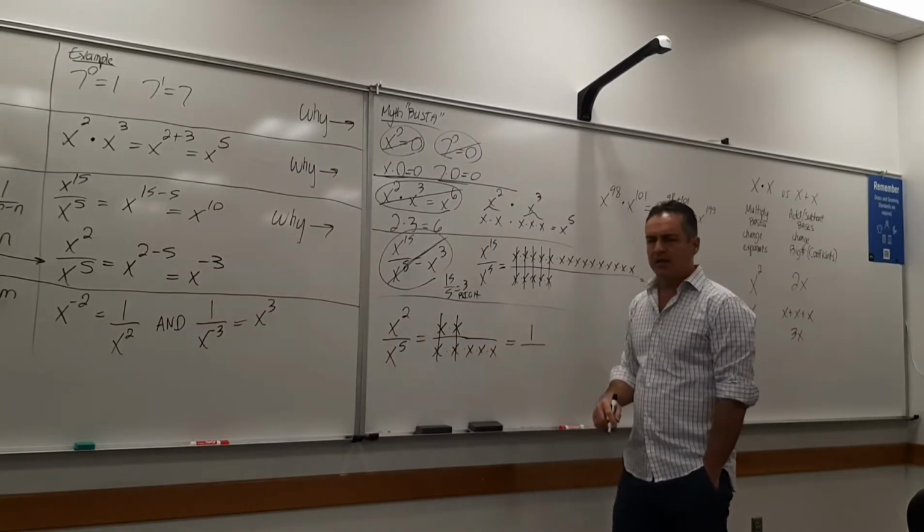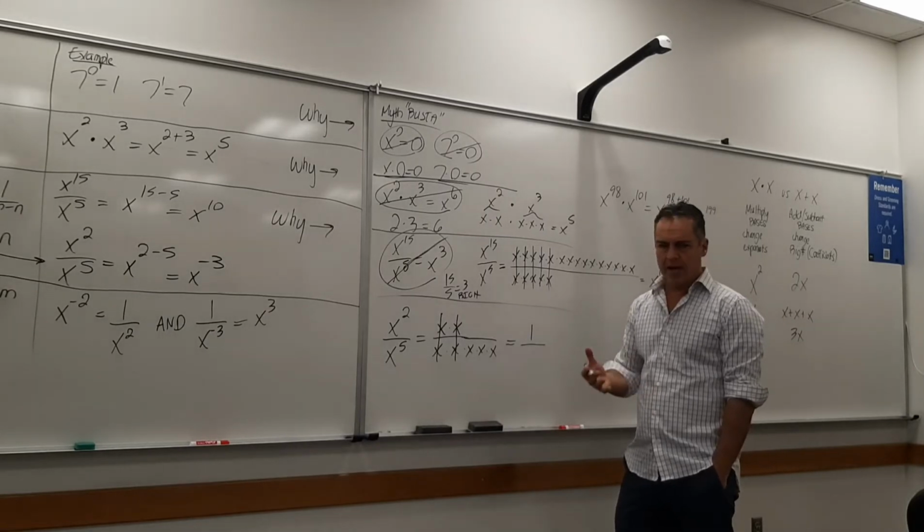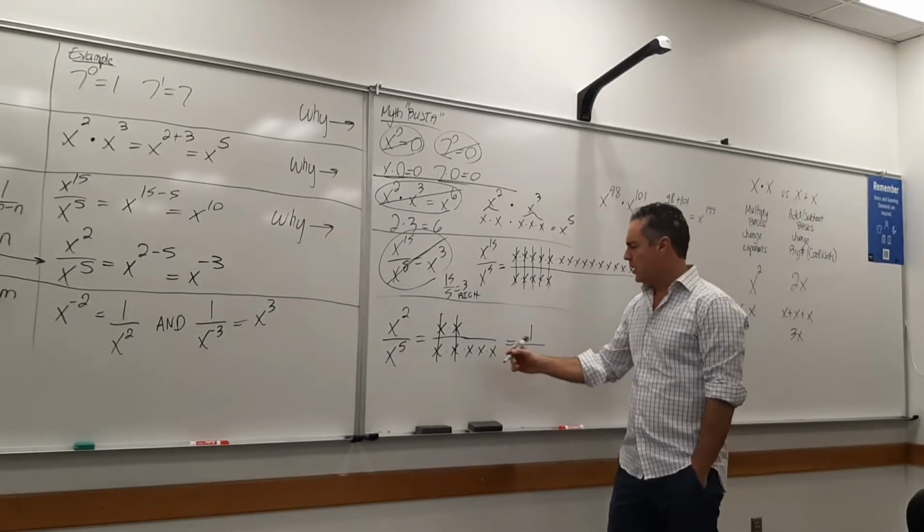What's left on bottom? It's not 3x. Don't go there. I've told you, if we're adding them, it's 3x. We're multiplying, so it's x to the third.